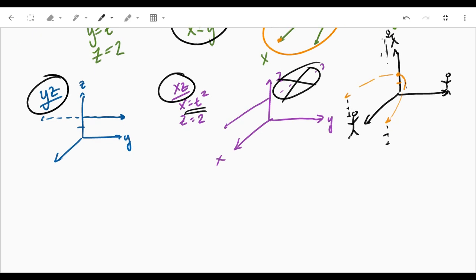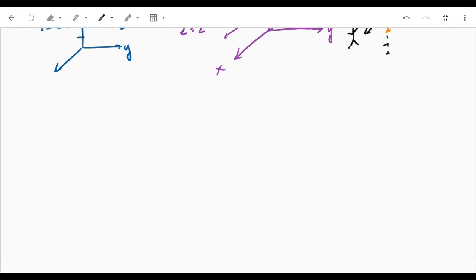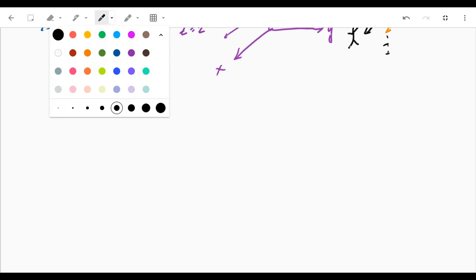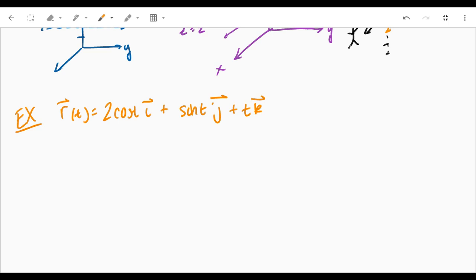It's a little bit trickier, and I think since this video is getting long, I'm going to split it into 2. But we'll do a couple more examples here. This one's a little bit different. We have r of t equals 2 cosine t i plus sine t j plus t k. And again, x is 2 cosine t, y is sine t, and z is t.